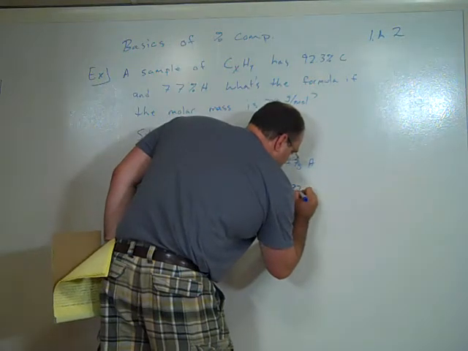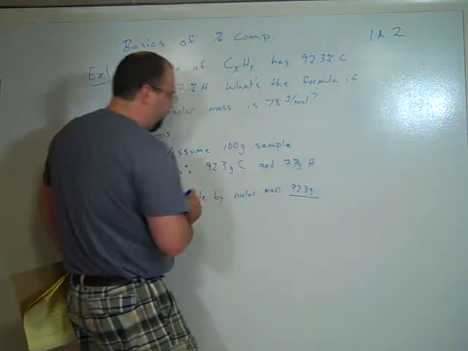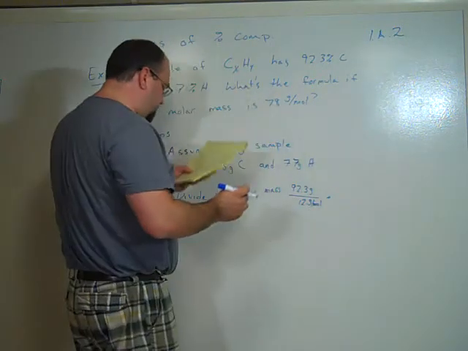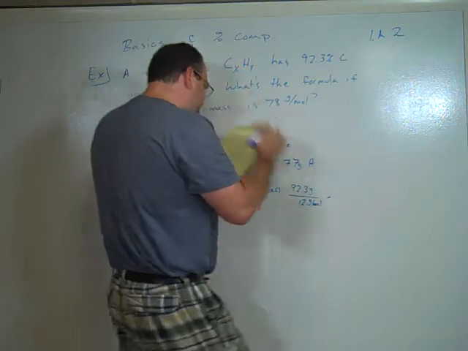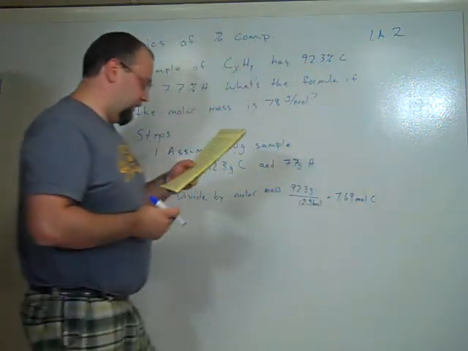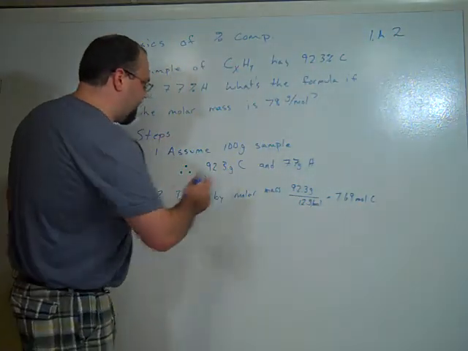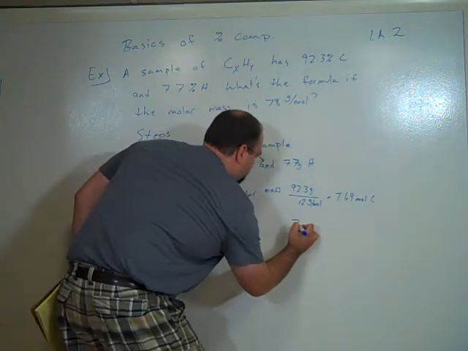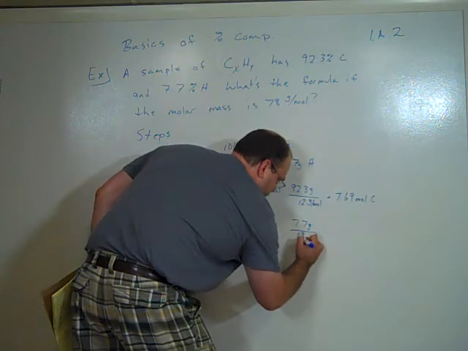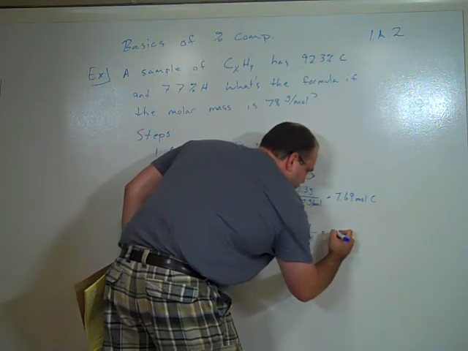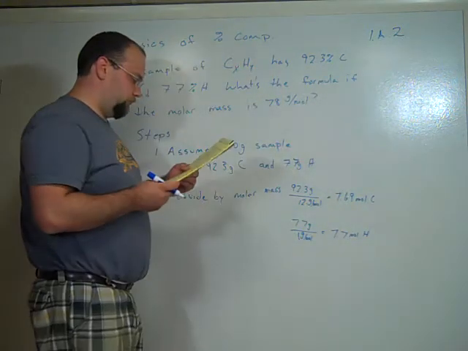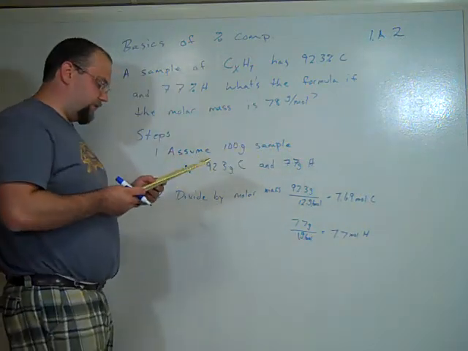So if I have 92.3 grams divided by the molar mass of carbon, which is 12 grams per mole, that's going to give me quite possibly exactly 7.69 moles of carbon. At the same time, if I have 7.7 grams, I divide that by the molar mass of hydrogen, 1 gram per mole. That's going to give me, you might have guessed it, 7.7 moles of hydrogen.